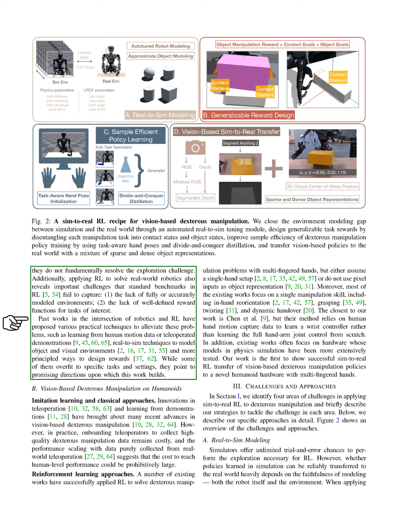Additionally, applying RL to real-world robotics highlights significant challenges that standard RL benchmarks do not address, such as poorly modeled environments and unclear reward functions for specific tasks. Previous research at the intersection of robotics and RL has suggested various practical solutions, like learning from human motion data or teleoperated demonstrations, and using real-to-sim techniques to better model environments. While some of these methods may overfit to particular tasks, they provide valuable insights that inform our work.